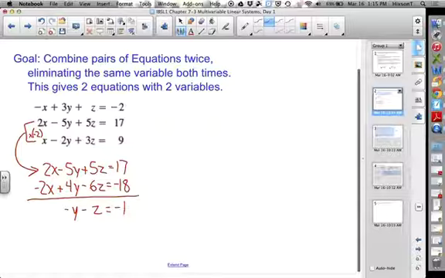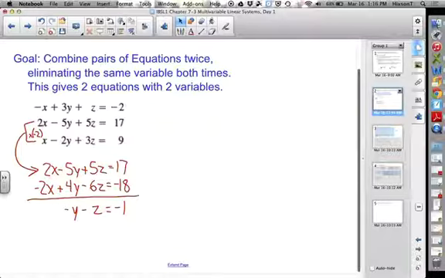Could you just add the first equation and the third equation? Yeah, we actually will do that. Did you just choose the first and the third, times -2, to eliminate the x? I did it just so I could eliminate the x.